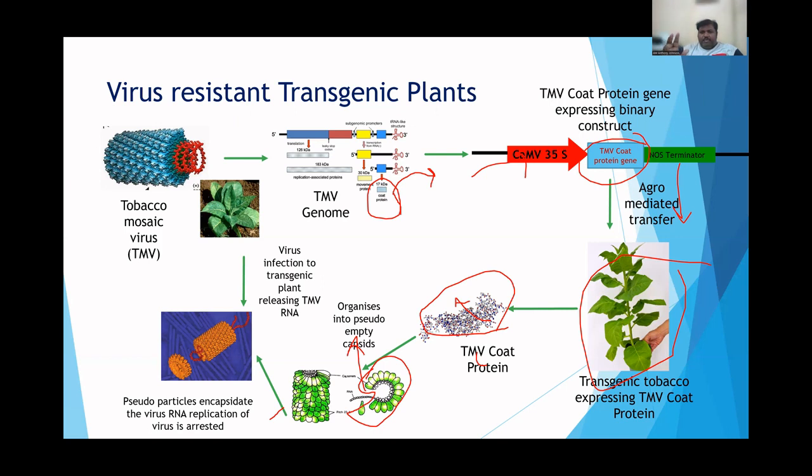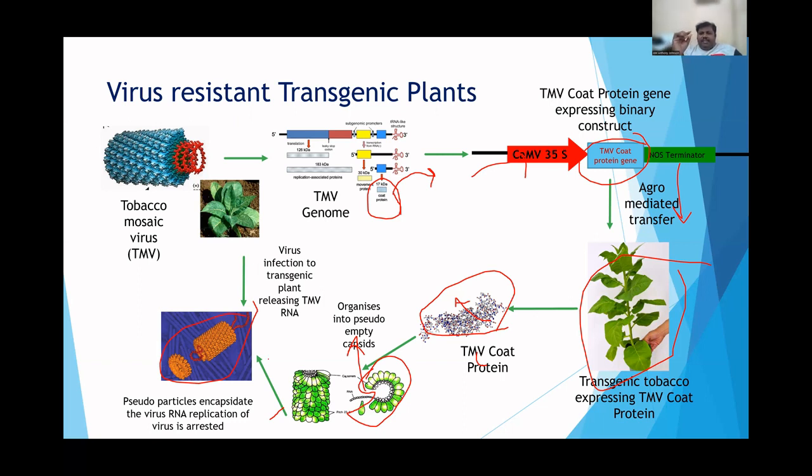Why are these called empty capsids? They don't have the RNA. That is, the full viral RNA is not there, but still they have the coat protein gene. So they will assemble themselves into the empty TMV particles or pseudo tobacco mosaic virus particles, something like this. Empty rods will be produced, as we have seen in the case of VLPs, virus-like particles.